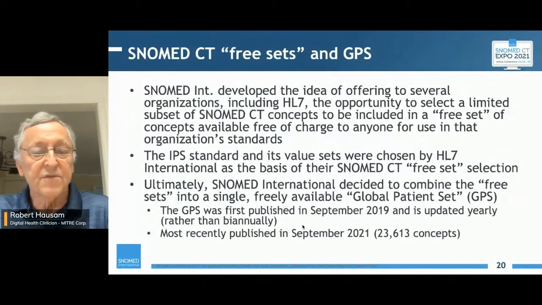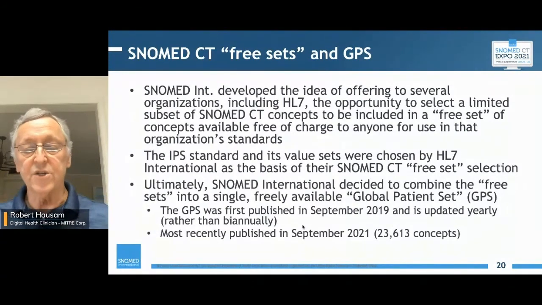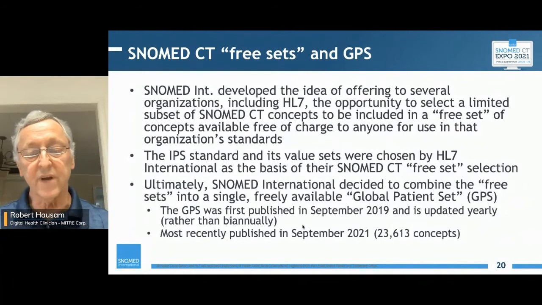So SNOMED has developed the idea of offering to several organizations, including HL7, an opportunity to select a limited subset of SNOMED concepts to be included in the free set. And those would be available free of charge to anyone for use in that organization's standards. And HL7 initially chose the IPS as its basis for its SNOMED free set selection. And then after a number of organizations had made their selections, ultimately SNOMED International decided to combine all of the free sets into a single freely available global patient set. And that was first published in September 2019 and is updated yearly.